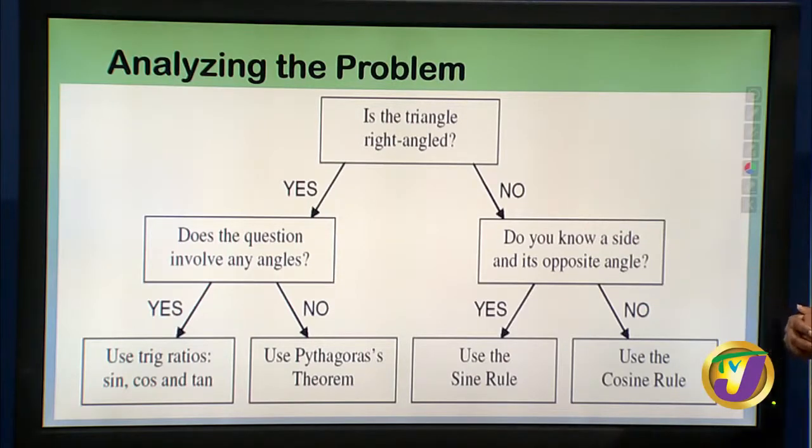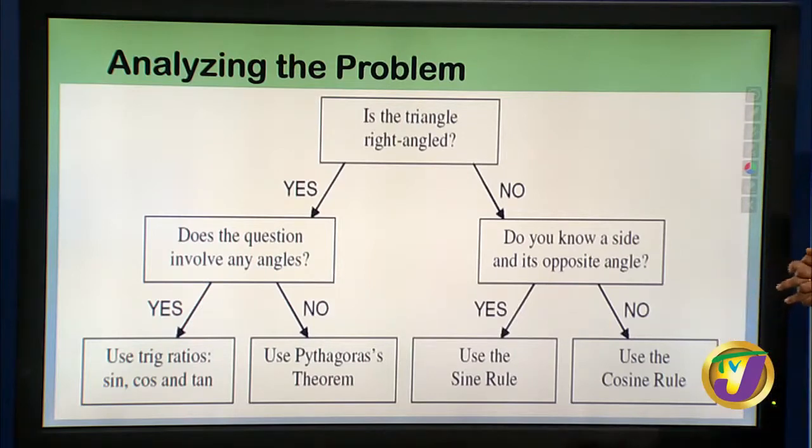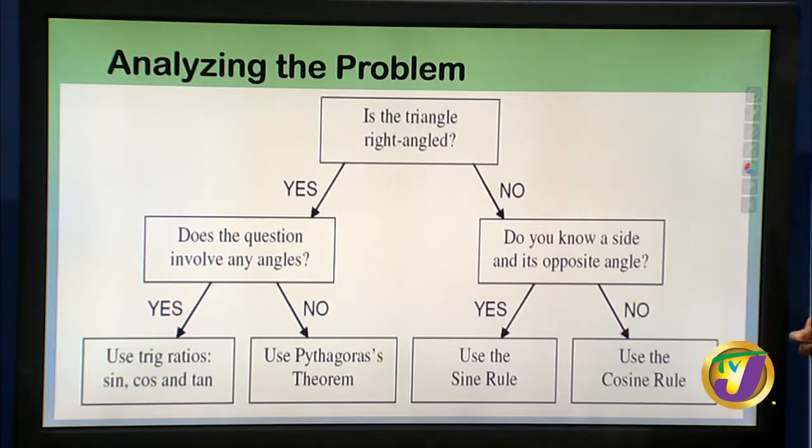But if it's not a right angle triangle, what do we do? Do you know a side and its opposite angle? If you do, use the sine rule, and we'll look at that later on. If not, you use the cosine rule. So you look for a side and its opposite angle. All right, so let's see what comes next.